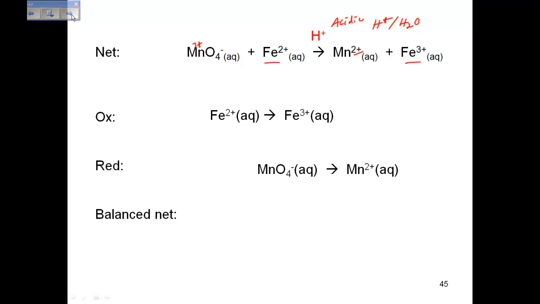The next step we have to do is make sure that we balance the atoms. We see that in the oxidation we have 1 iron on each side, so there's nothing I need to do to fix that. Let's look at the reduction. I have MnO4 minus going to Mn2 plus. You can see the manganese is balanced already, I have 1 on each side. That's not a problem. But I do have 4 oxygens on my reactant side, and I don't have any on my product side, so I'm going to need to fix that.